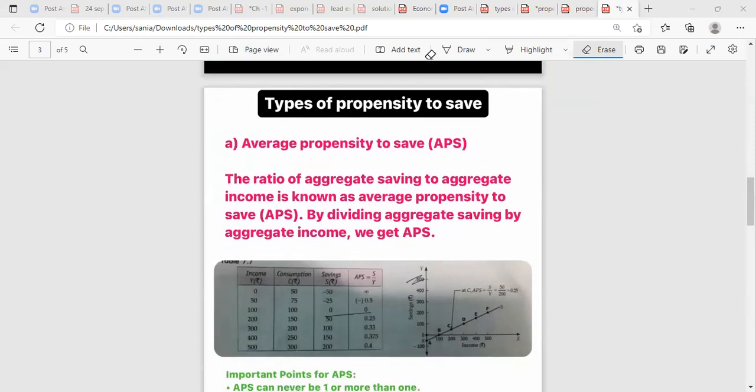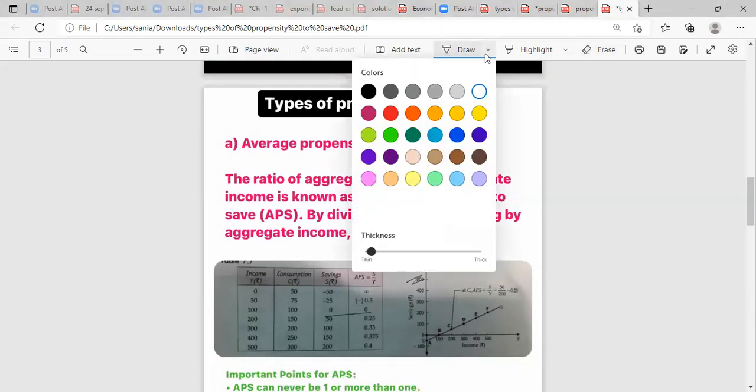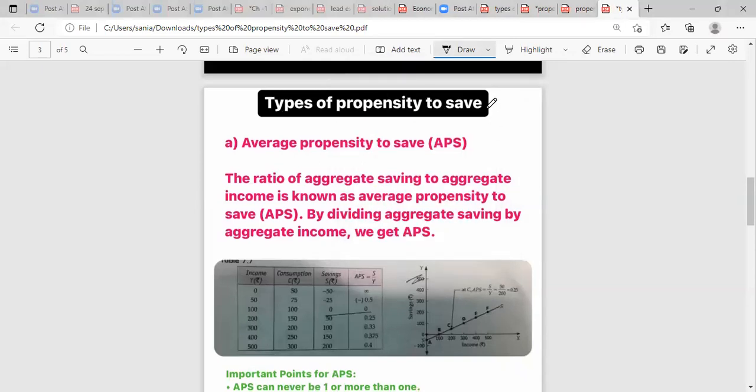Okay. Now we are going to do the next concept, which is the types of propensity to save. Basically we have two: one is your APS, and the other one is your MPS. It's going to be the same, only instead of consumption, instead of C, you will be writing S. So first is average propensity to save.